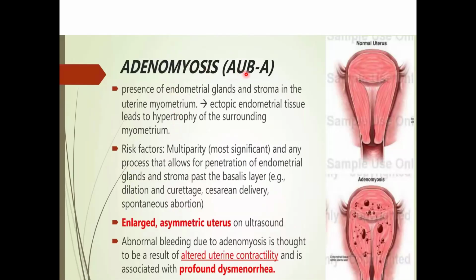Adenomyosis, also known as AUB-A, is the presence of endometrial glands and stroma in the uterine myometrium, causing ectopic endometrial tissue, and that leads to hypertrophy of the surrounding myometrium. The risk factors are multiparity and any process that allows for penetration of endometrial glands and stroma past the basal layer, for example, dilation and curettage, cesarean delivery, spontaneous abortion. An enlarged asymmetrical uterus is seen on ultrasound. Abnormal bleeding due to adenomyosis is thought to be a result of altered uterine contractility and is associated with profound dysmenorrhea.